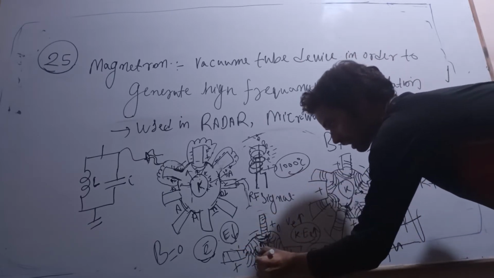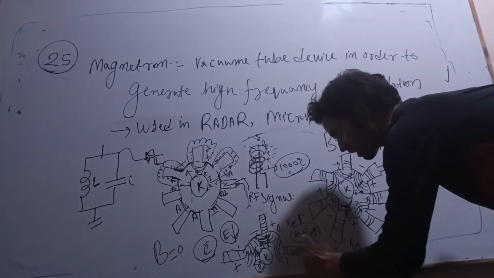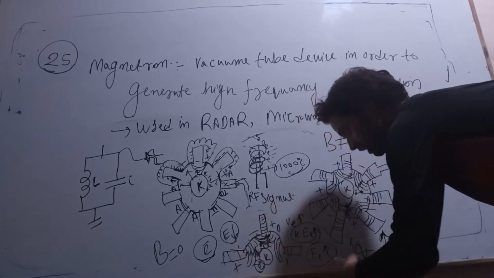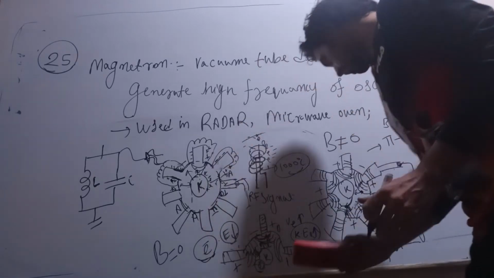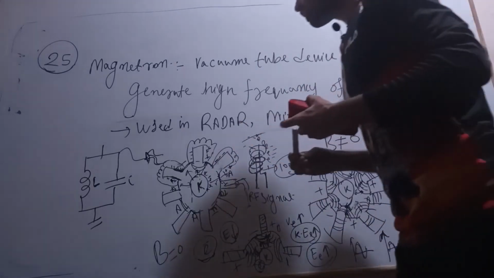Because the electron velocity is decreasing, meaning the kinetic energy is decreasing. Where is this energy going? This energy is going to the RF signal. So in this way, the RF signal will get amplified. So what is the main point here?